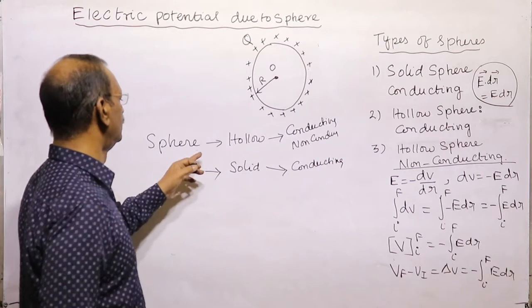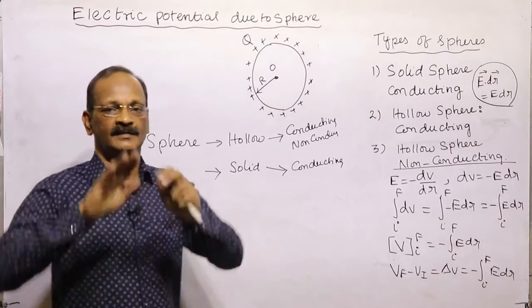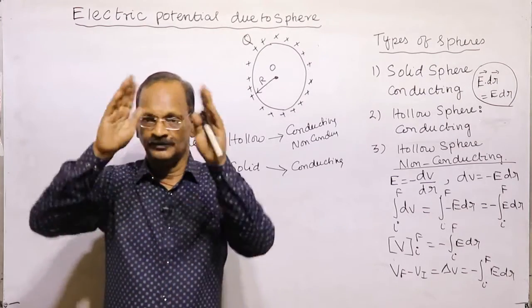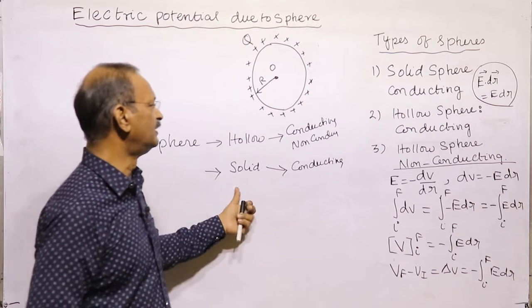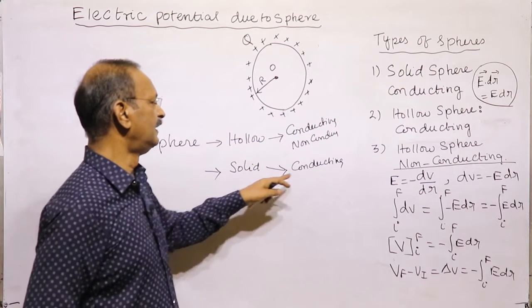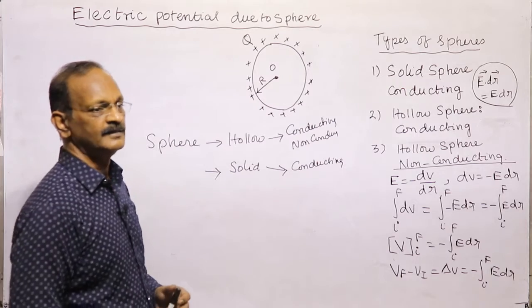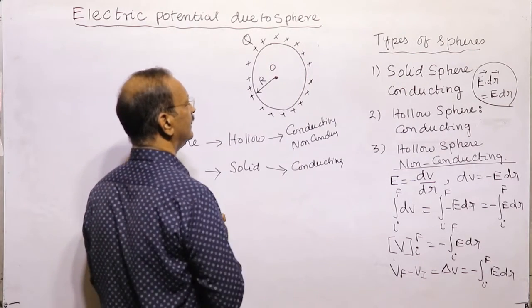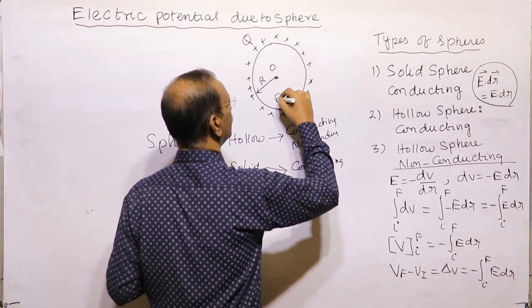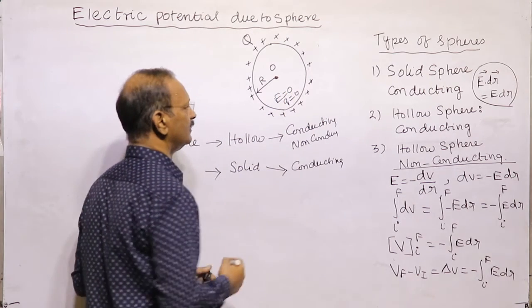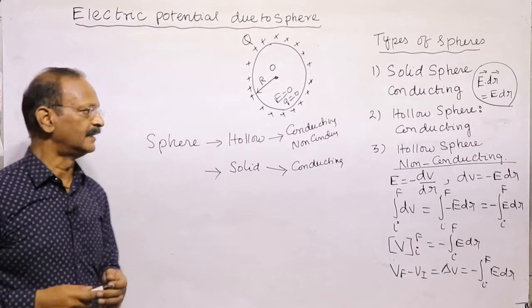Why? Hollow means there will be a sphere with nothing inside; that is a hollow sphere. If it is filled inside, it is a solid sphere. In a hollow sphere, conducting and non-conducting, and in a solid sphere, conducting, all the spheres will have the charges on the surface, not inside. That means the electric field inside is equal to 0. It means the charge inside is equal to 0. So this is for conducting and non-conducting.